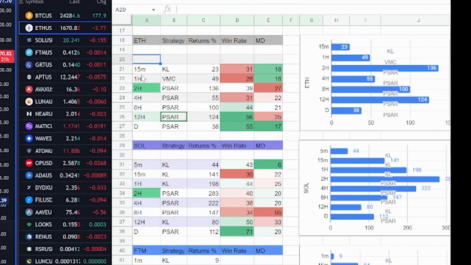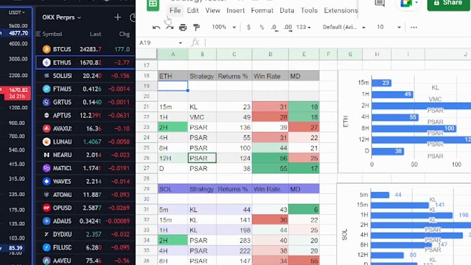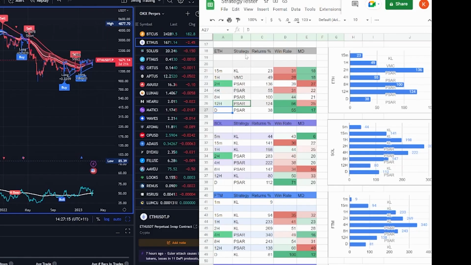These are the different time frames. I've left some of these out so they don't take up space in the chart here. But yeah, this is 1 minute. This is 5 minute, 15 minute, 1 hour, 2 hour, 4 hour, 8 hour, 12 hour, daily. So that makes sense. And then this is which strategy was the best in that time frame, and then the returns, so on and so forth.